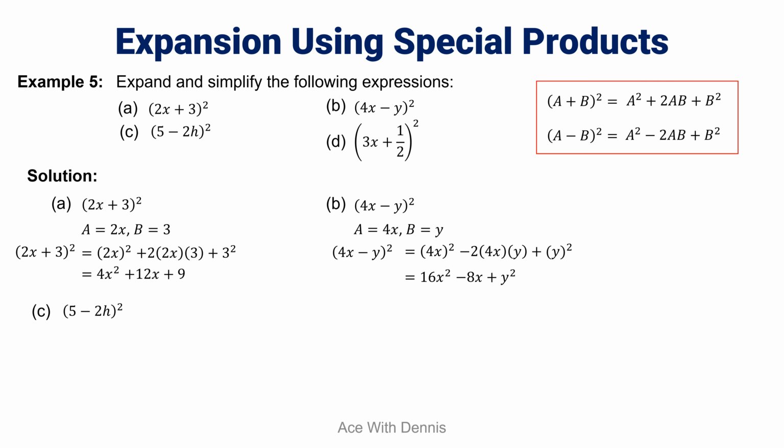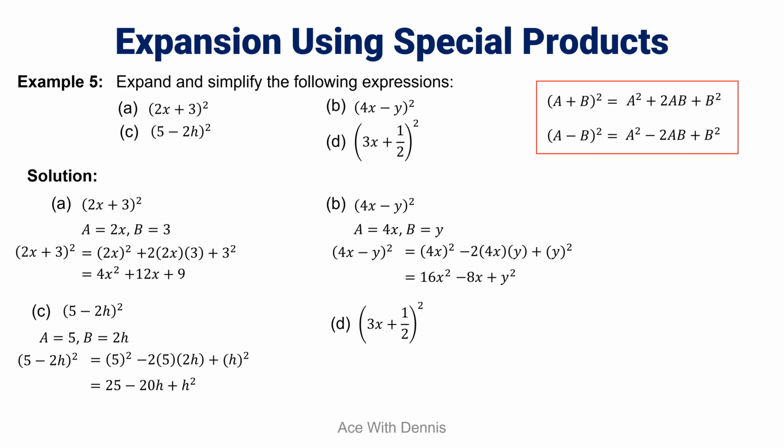C. 5 minus 2h squared. We identify a as equals 5, b equals 2h. And again, for 5 minus 2h squared, we use the second formula, which is 5 squared minus 2 times 5 times 2h plus 2h squared. We have 25 minus 20h plus 4h squared.